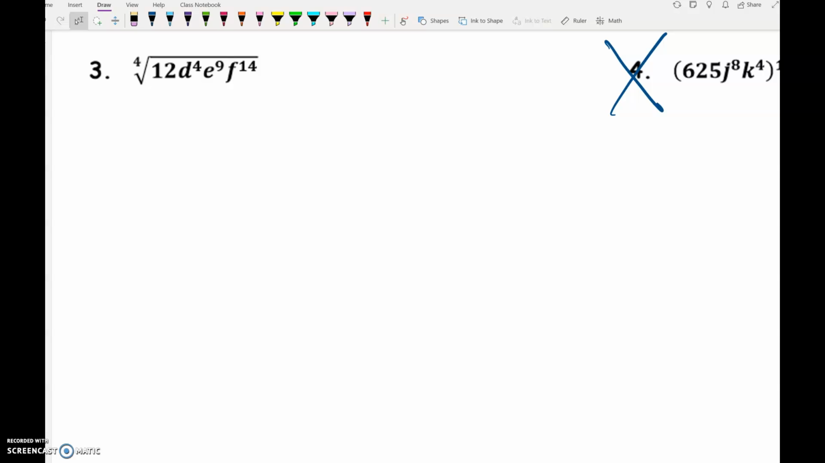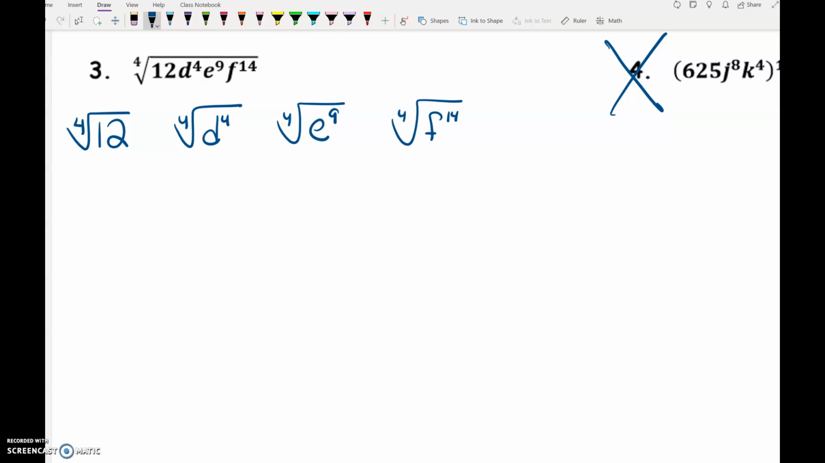For starters, we'll split this up into the 4th root of 12, the 4th root of d to the 4th, the 4th root of e to the 9th, and the 4th root of f to the 14th. Now work on each piece, trying to break it up. Anyone having trouble with the 4th root of 12? In the 4ths column, the only thing smaller than 12 is 1, which doesn't help us. So that stays the 4th root of 12.